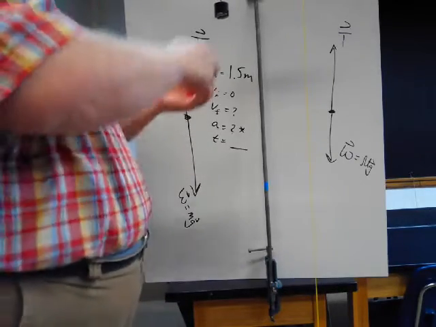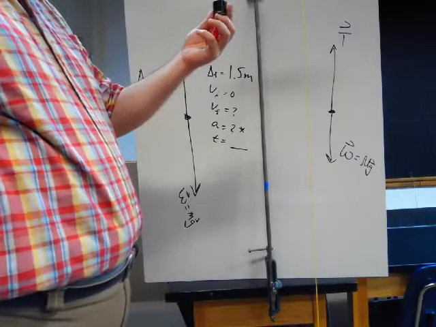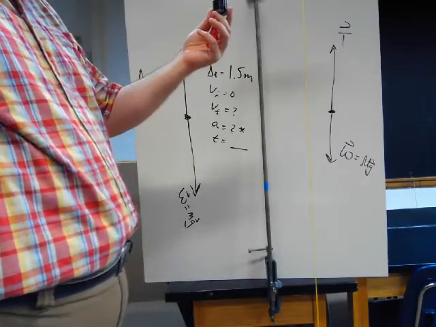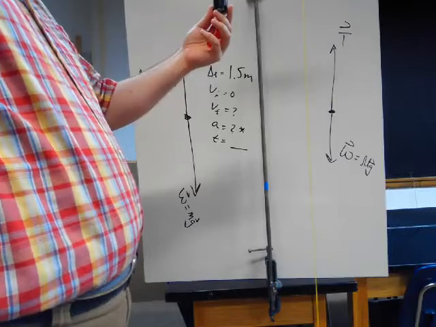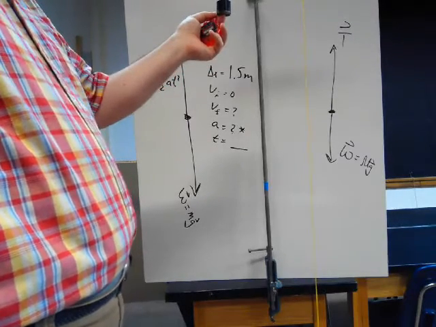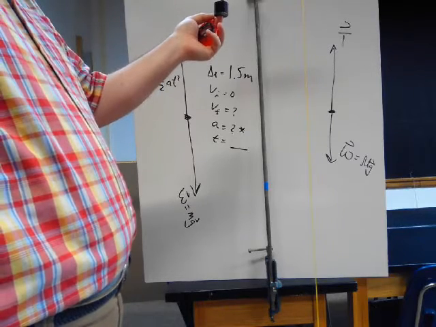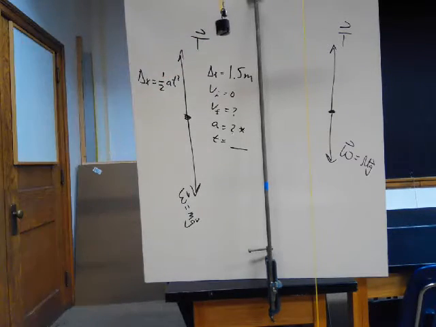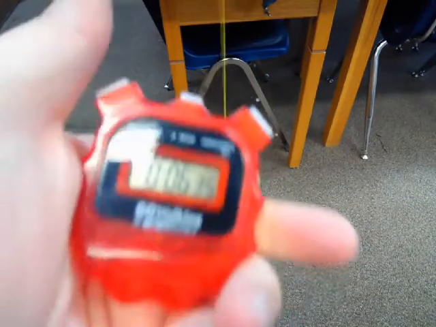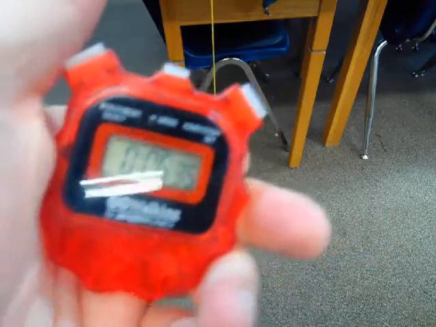So I'm going to put the weight on here. You'll see it starts to move, but I'm going to set it back. When I let it go, I'm going to start the clock. It's in my hand. And then we'll see it hit the ground. 3, 2, 1. All right, see it moving. I'm going to point at the ground. 6.35 seconds.